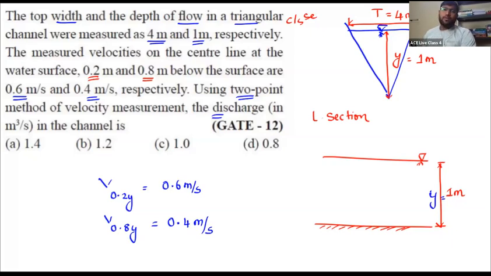So now, once I know this one, then I need to find out the discharge. So I want to find out the discharge. What is the discharge? From the continuity equation, A into V.